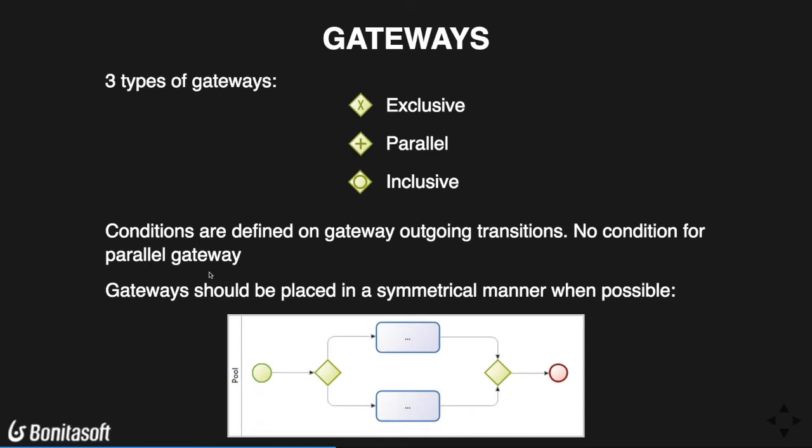Second thing, the gateways. Basically, the gateways are at the base of the business logic of your process, because they're the ones you will be using to define if the process should take one flow or another flow based on a business rule. So here we have three different types of gateways. We have the exclusive gateway, we have the parallel gateway, and we have the inclusive gateway.